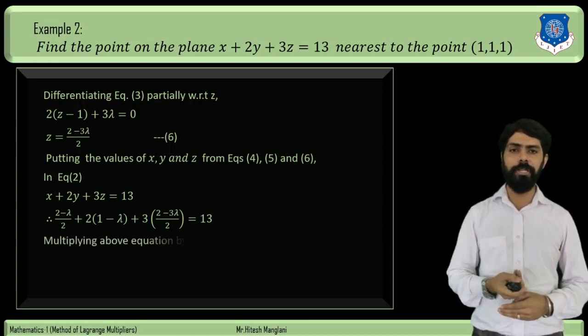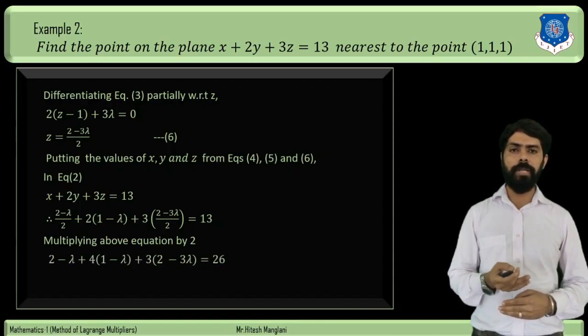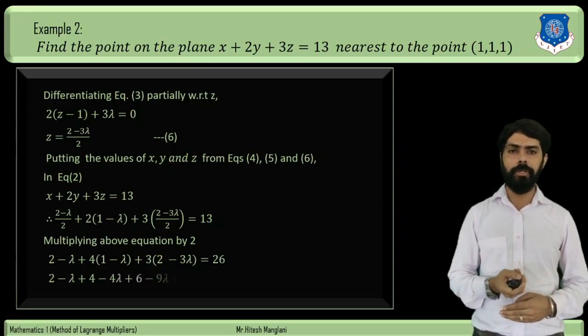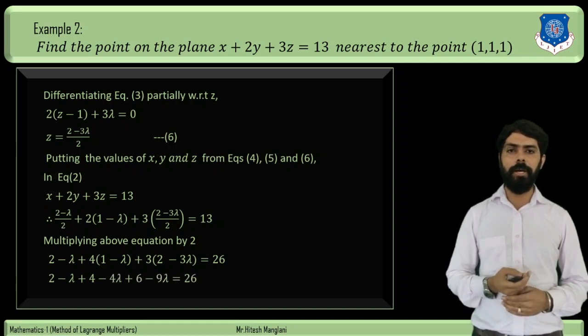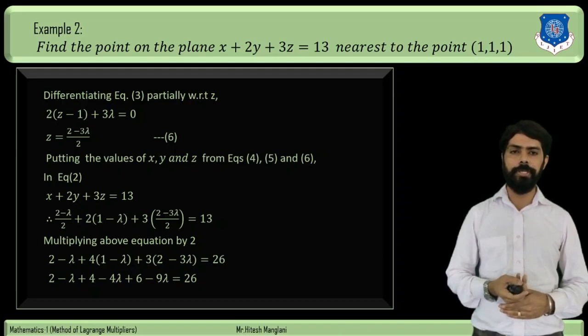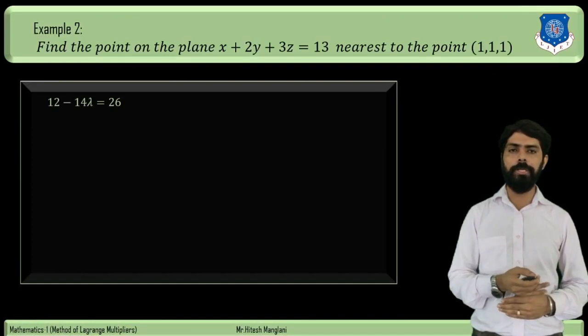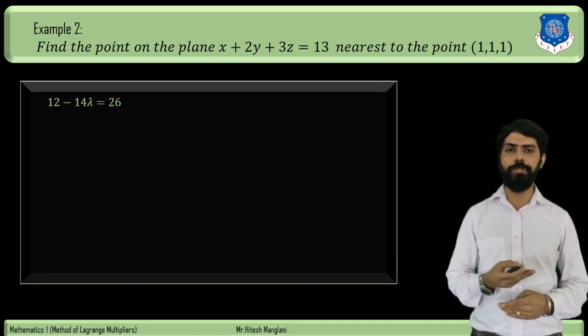Now if we simplify this equation, multiplying the above equation by 2, it will be 2 minus lambda plus 4 into (1 minus lambda) plus 3 into (2 minus 3 lambda) is equal to 26. So this will be 2 minus lambda plus 4 minus 4 lambda plus 6 minus 9 lambda is equal to 26. So this will be 12 minus 14 lambda is equal to 26. Therefore 14 lambda is equal to minus 14. Therefore lambda is equal to minus 1. So this is the answer for lambda.